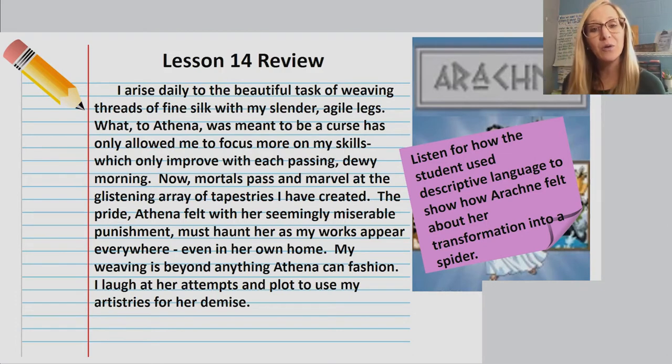Ooh, that was very well written by a student. What did you hear? Did you hear how the student used details from the original text and from the chart? I heard descriptions of the spider's legs, but in a positive way.